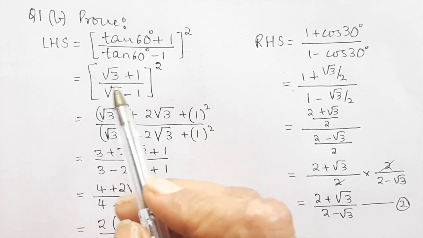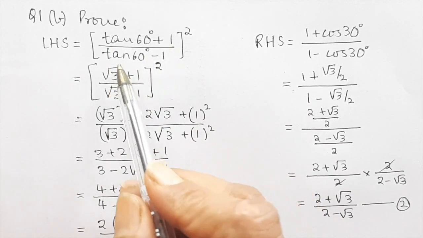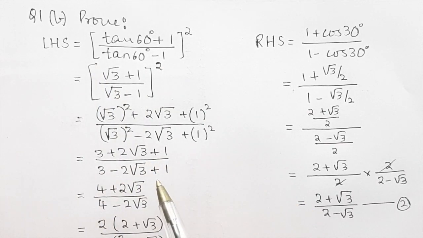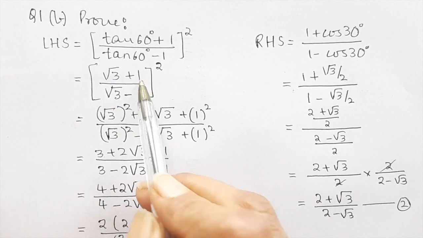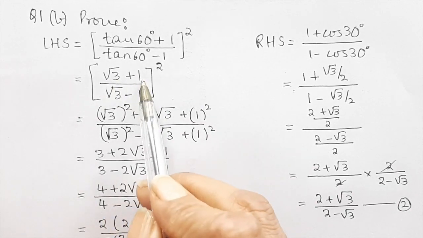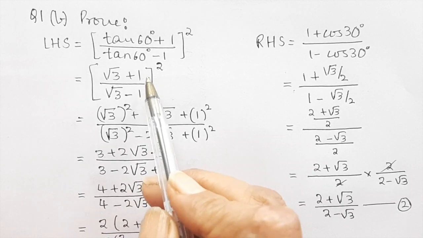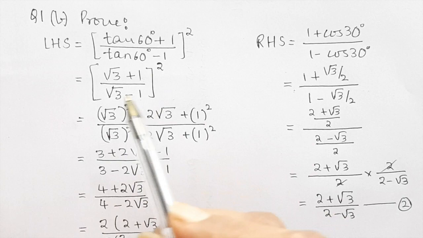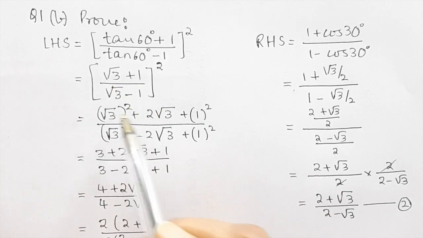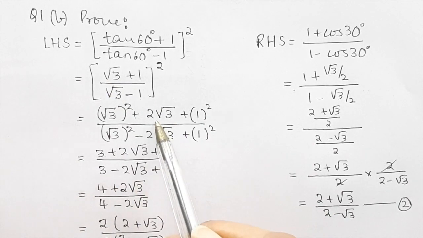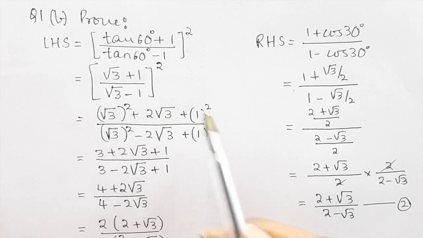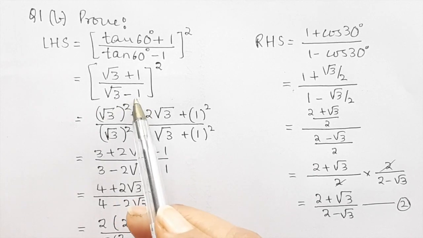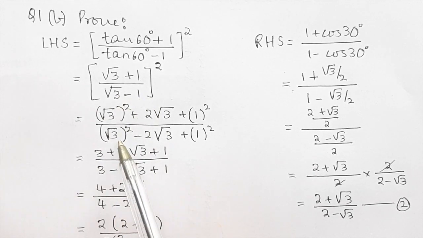So tan 60 degrees is root 3, plus 1. Tan 60 degrees is root 3, minus 1. Bracket to the power 2. Now it becomes this square upon this square. So in the numerator, root 3 plus 1 whole square, we use the identity a plus b whole square, so it will be a square plus 2ab plus b square. So your root 3 square plus 2 into root 3 into 1, and then plus 1 square. In the denominator, a minus b whole square is a square minus 2ab plus b square. So this square becomes here.